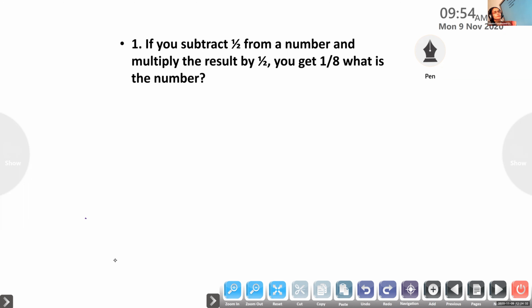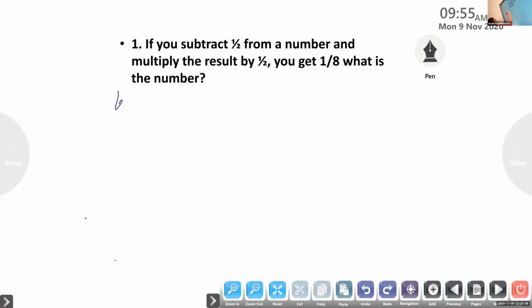Did you all write the question? Yes, ma'am. Okay. If you subtract 1 by 2 from a number and multiply the result by 1 by 2, you will get 1 by 8. You have to find which number it is. In all these types of questions, whatever we need to find, let us take it as x. So here we need to find a number to which if 1 by 2 is subtracted and it is multiplied by 1 by 2, we will get 1 by 8. Let the required number be x.